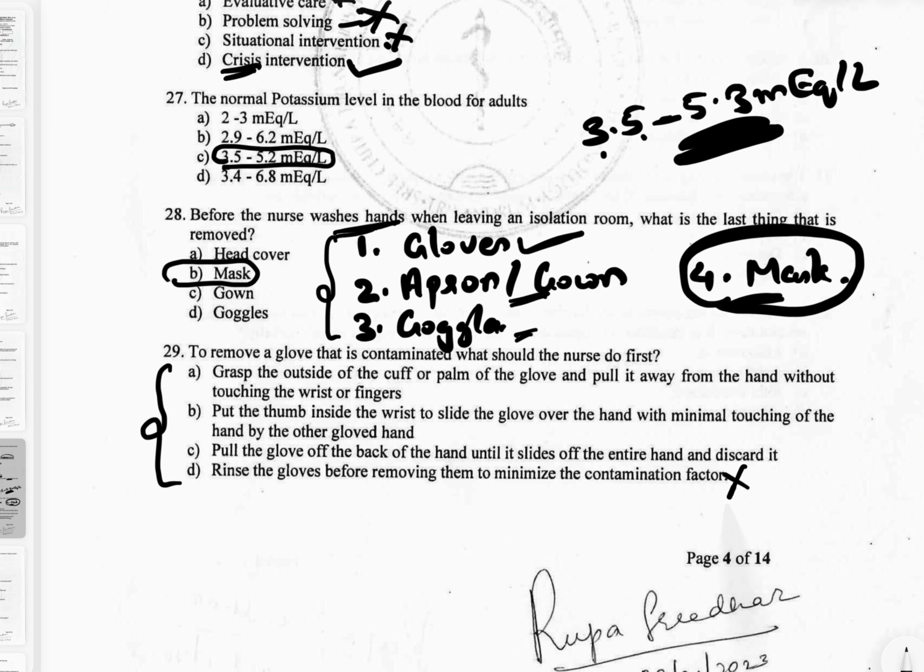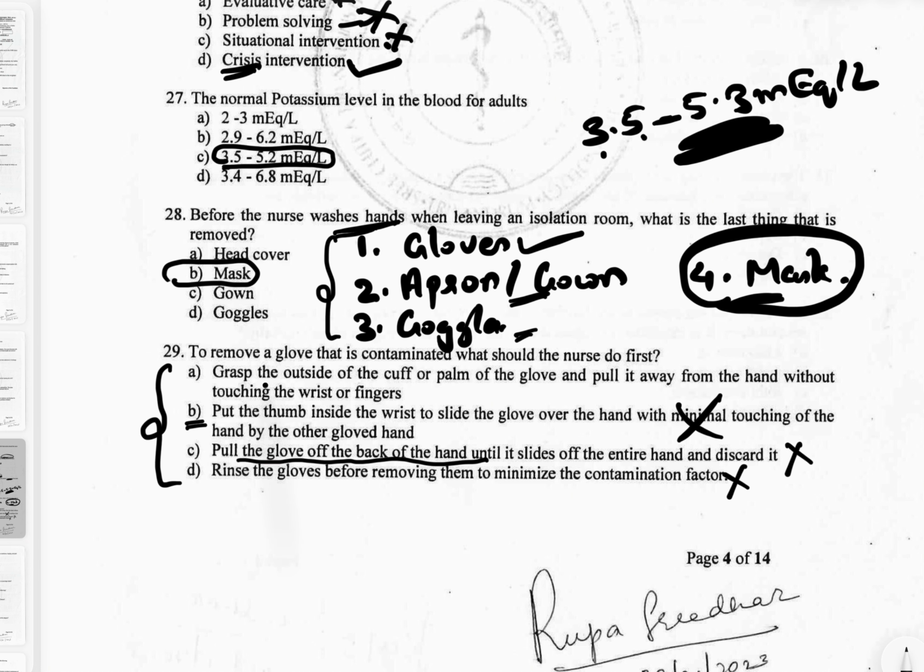Obviously, we know this is not the one. We are not going to wash the gloves. And we also know we are not pulling the gloves off the back of the hands until it slides off. No, we cannot do that. We are making it more contaminated. Among these two options, see the second option, or option B. Put the thumb inside the wrist to slide the gloves. We will make sure that our gloved hands are not coming in contact with any of our skin. So this option says, put the thumb inside the wrist to slide the gloves over the hand with minimal touching. We don't need any touching. So this is not the option.